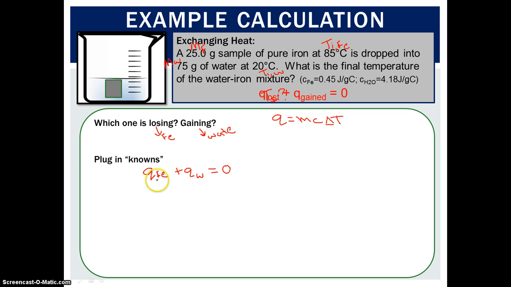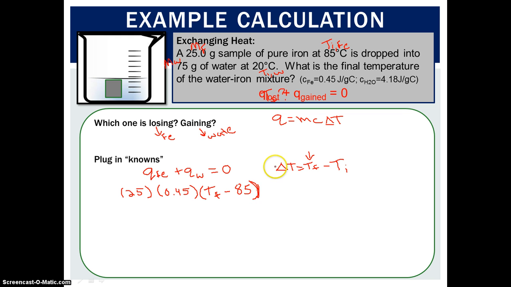So if I plug all of this in, the first Q using this equation will be M of iron, which is 25 grams, times C of iron, which is given as 0.45 joules per gram degree Celsius, times delta T of iron. Remember, delta T equals TF minus TI. In this case, TF is my unknown, and TI I do know. So I'm going to put TF in as a variable. And TI is the initial temperature of iron, which is 85 degrees.